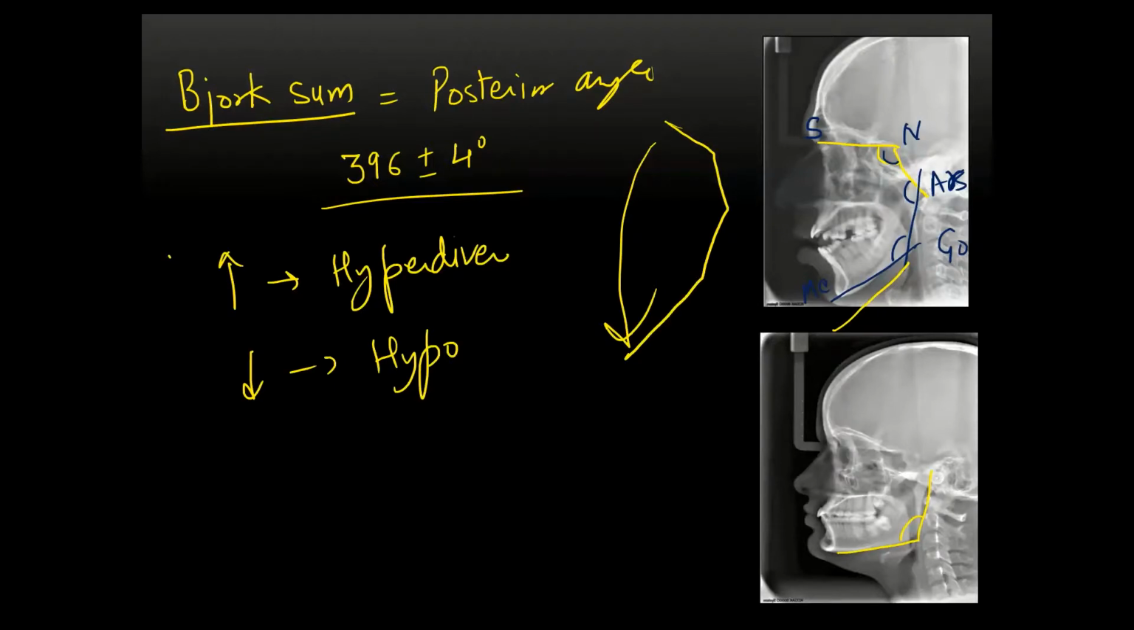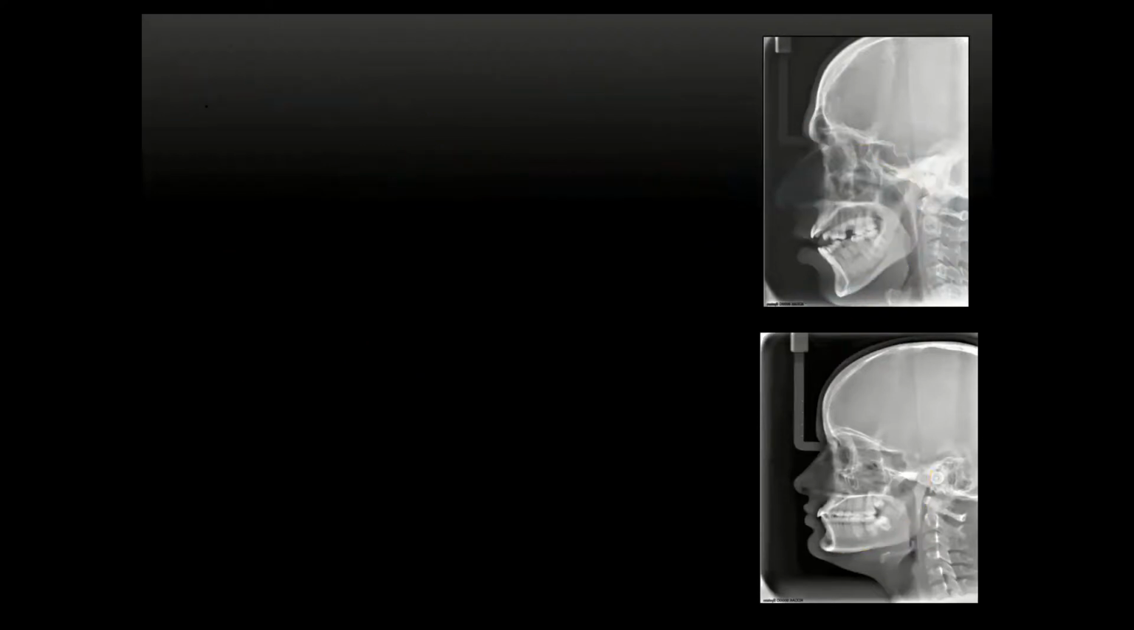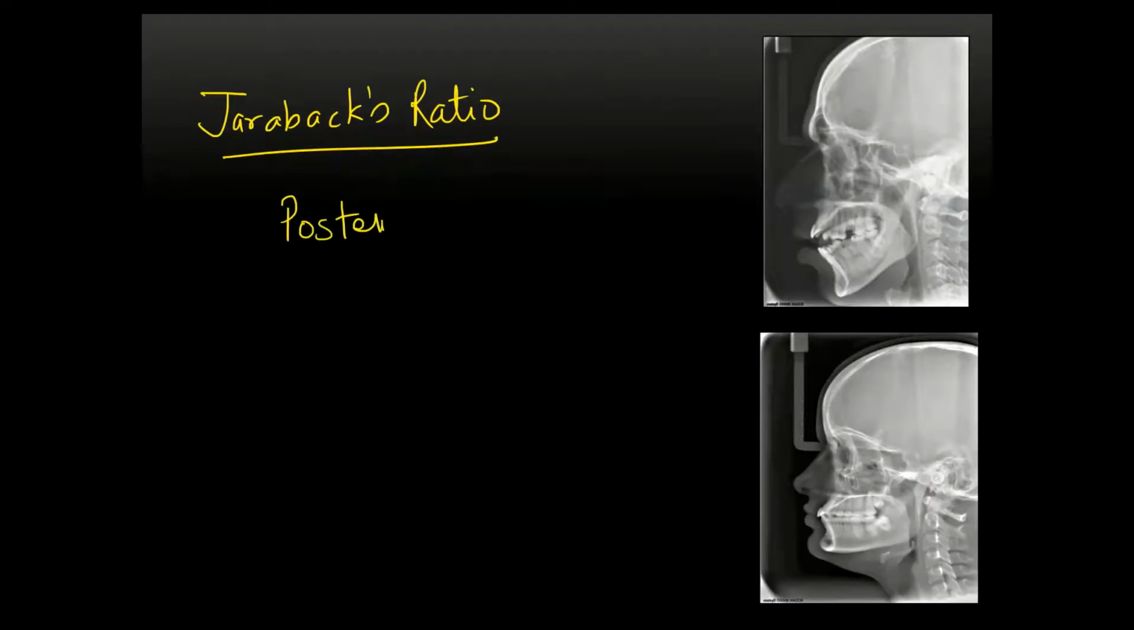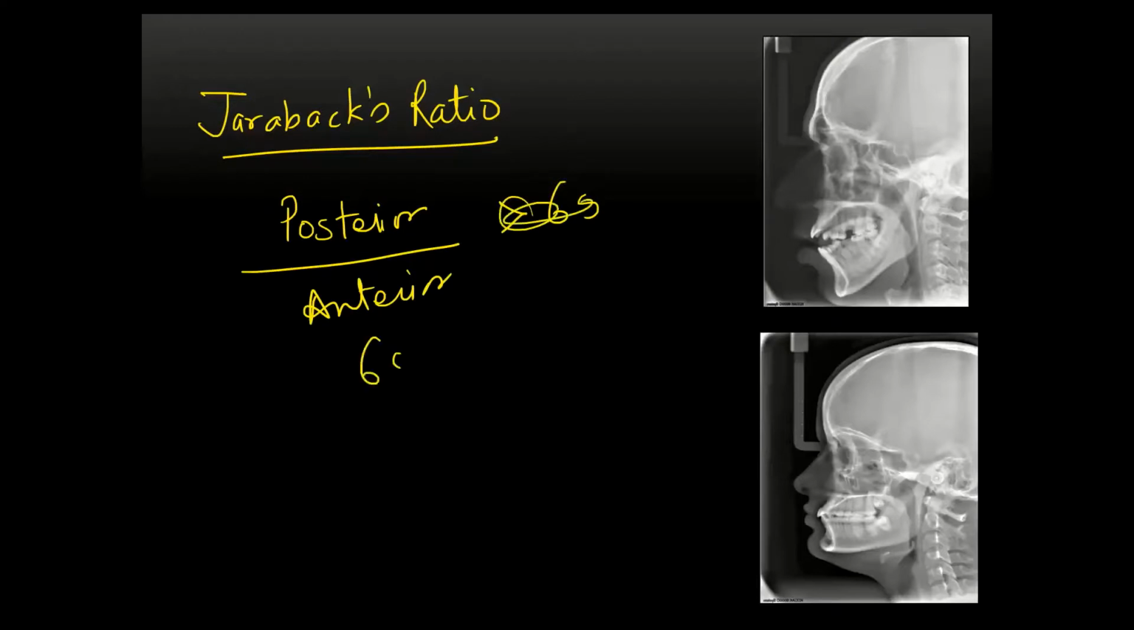Then the last, very important one, it's not an angle, it is Jarabak ratio. What is Jarabak's ratio? It is the ratio between the posterior and anterior facial height. The ratio is usually 65 percent. If it is more than 65, it means posterior growth is happening.